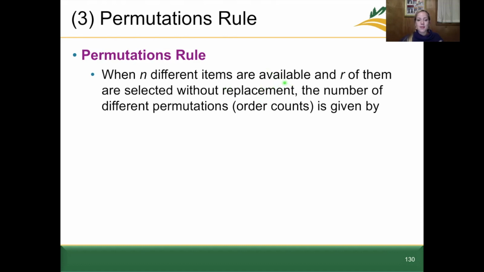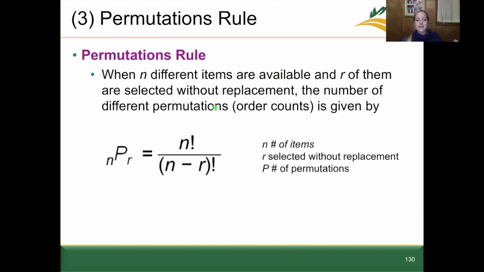Then with this, the number of different permutations where order counts is given by this equation here. So here, the number of permutations is equal to n number of items factorial divided by the number of items minus the number that we're choosing, or the number that are being selected without replacement. That's all in parentheses, and that's also factorial. Sometimes you'll see permutations written like this, where it's subscript n, and then p, and then r, and you would fill in the numbers for what n is and what r is.